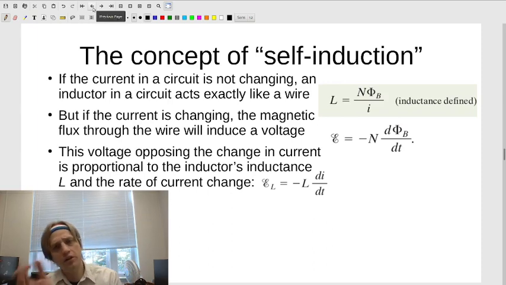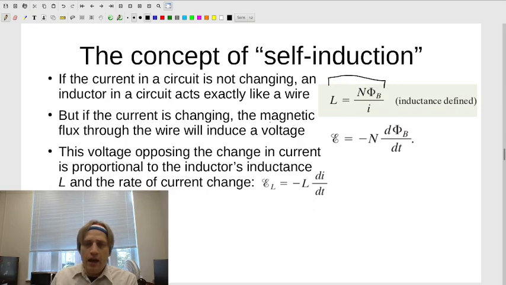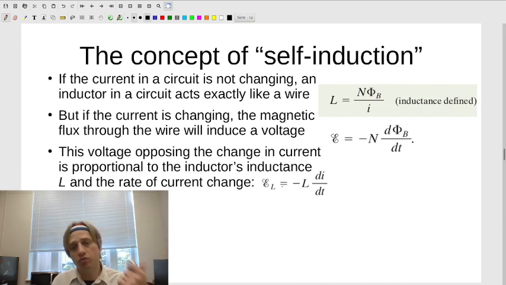Now today we're going to press on. We talked about this inductance. Now we can use that quantity to try to quantify how much Faraday's law is going to act on an individual component. So what do I mean by that?